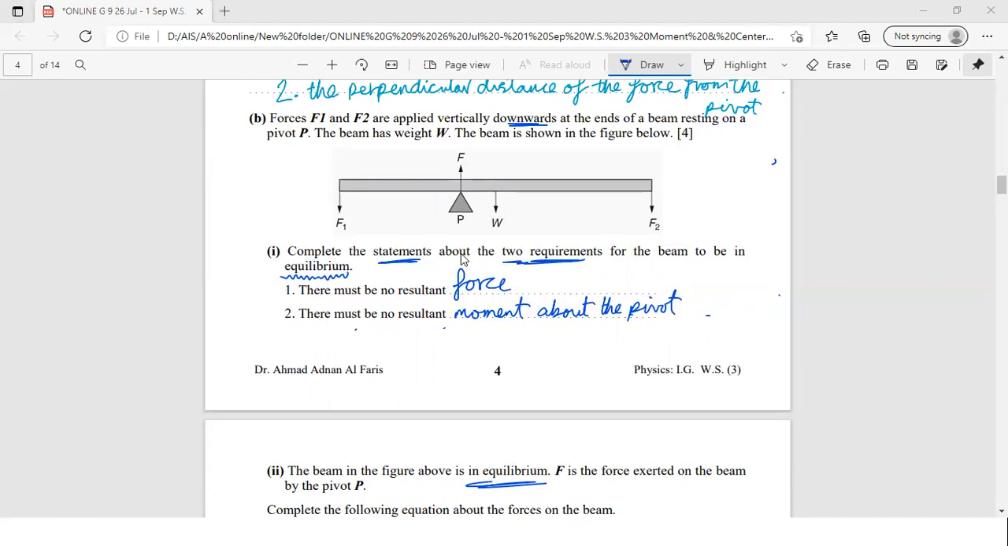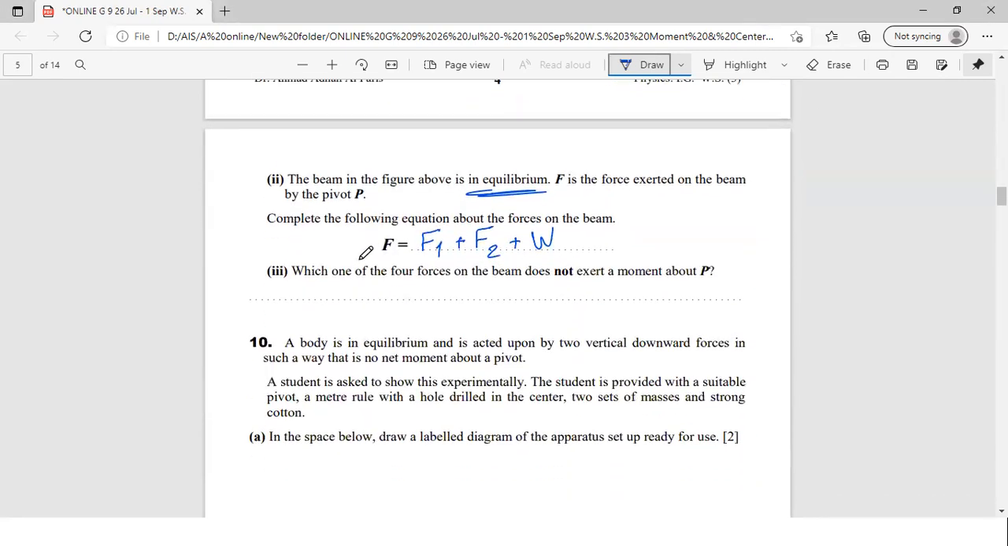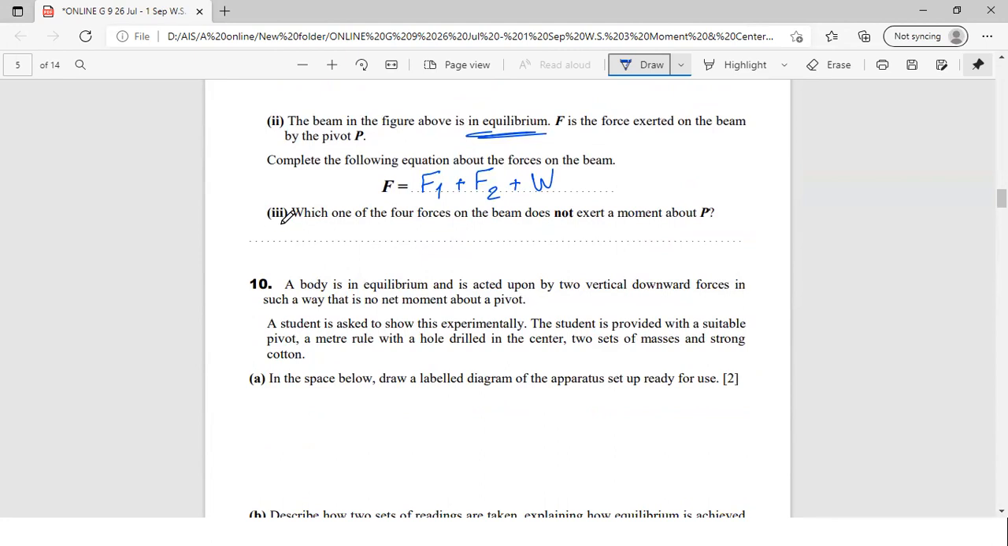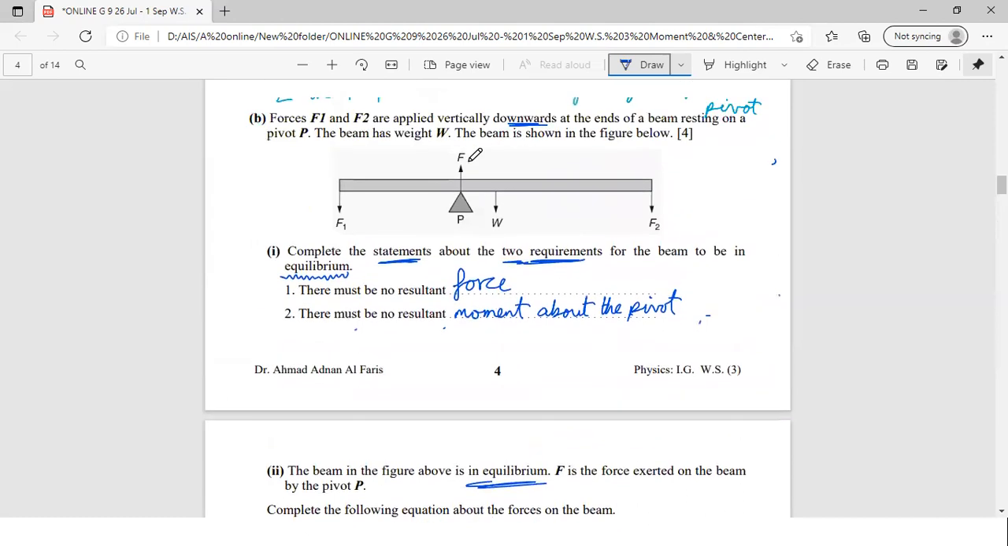okay good. So that's about the forces up and the forces down. Triple I, نخلص السؤال. Which one of these four forces does not exert a moment about P? مين رأيكم؟ مين الفورسز اللي does not make a moment؟ هو فورس واحدة about P. مين؟ Yes, F يا مايا, not W. Why? Because there's no distance between the pivot and the force F.